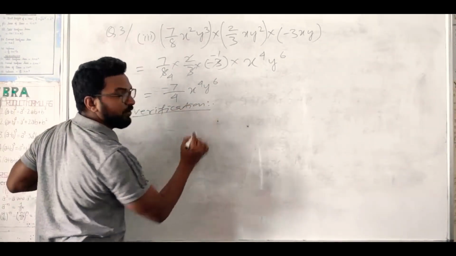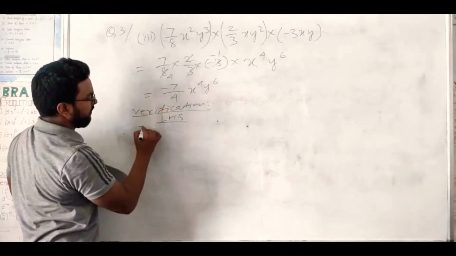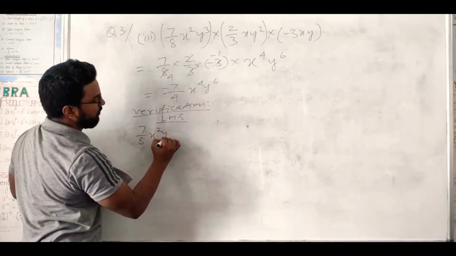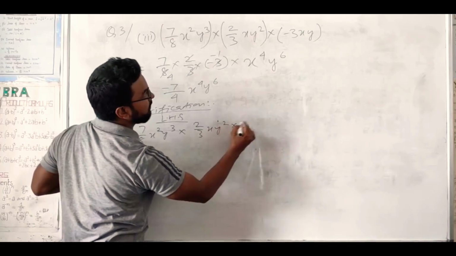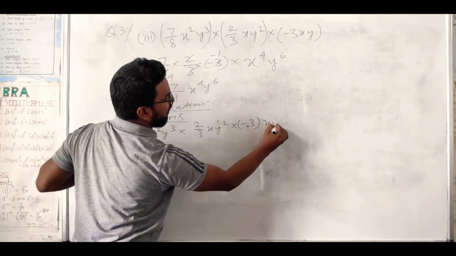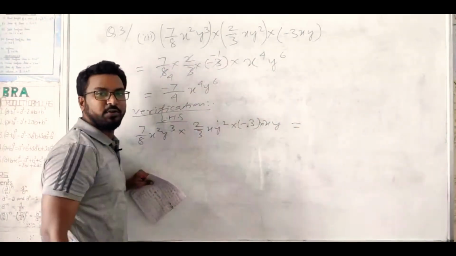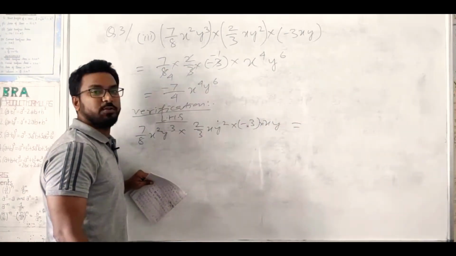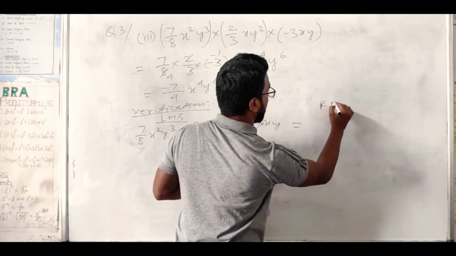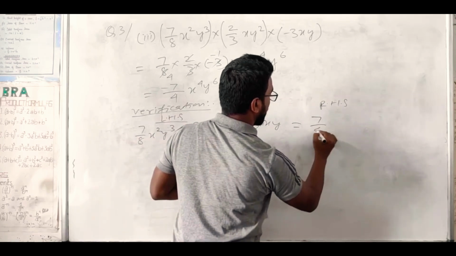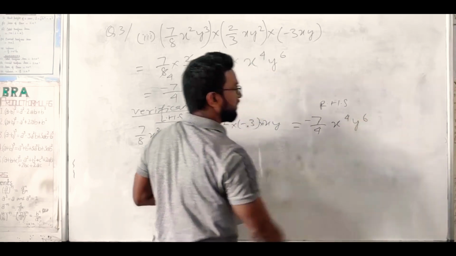So in verification, what we will do? On the left hand side, that is the quotient, 7 by 8 x square y cube into 2 by 3 x y square into minus 3 xy. After multiplying all these terms, what did we get? Minus 7 by 4 x to the power 4 y to the power 6. So on the right hand side we got minus 7 by 4 x to the power 4 y to the power 6.